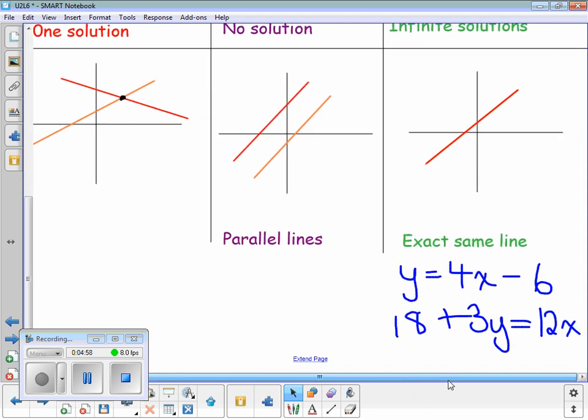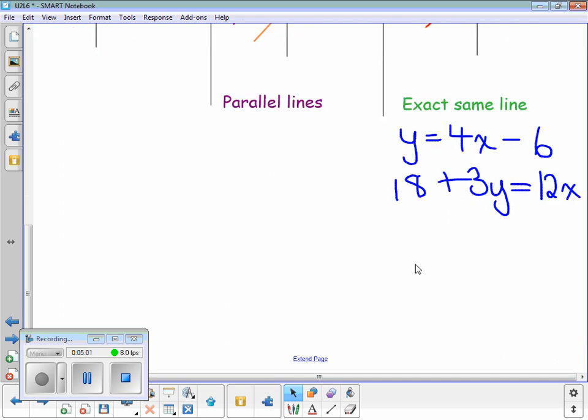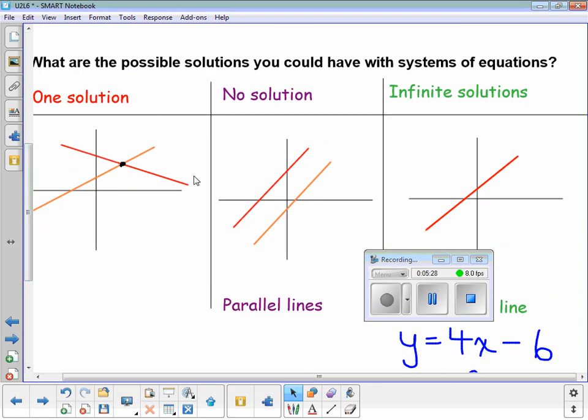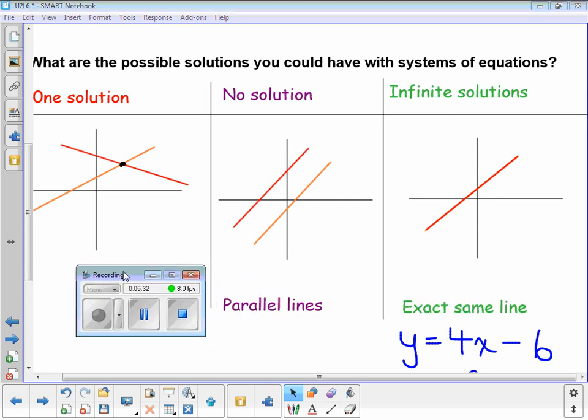So what do you mean, exact same line? Well, I can write a line in more than one way. For instance, if I look at this line here, I have y equals 4x minus 6. Well, that is exactly the same as 18 plus 3y equals 12. The difference being, they look very different, is that one is rearranged differently than the other. So they are the exact same line if you graph them. So three different possible solutions: one solution, no solutions, and infinite solutions.